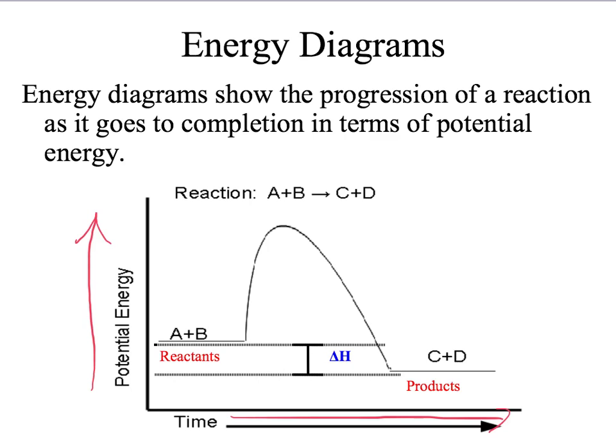If we start out with our reactants, A and B, we're at this energy. The reaction goes, so we can see this part means that the reaction is occurring, and then when it's done, we end up here. So you can see that we started at a higher energy than we ended up at. The difference right here is our delta H, or heat of reaction.